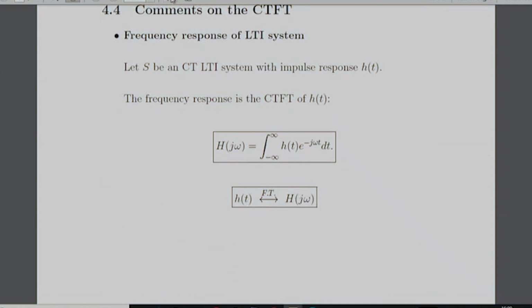If we let h of t be the impulse response of a continuous time LTI system, and we plug into that formula for the Fourier transform, we get exactly the thing that we called the frequency response, which came out of looking at the eigenfunction property and the convolution property of the LTI system. And so generally we write x of t with its Fourier transform X of j omega. In this case, it's h of t with its Fourier transform, now the frequency response, H of j omega.